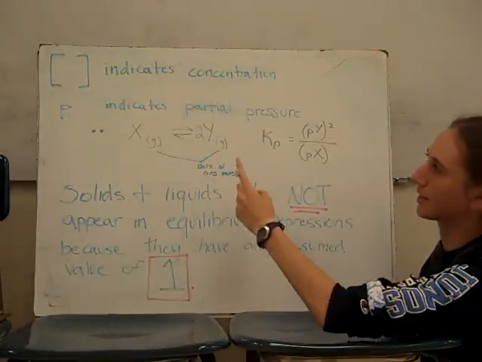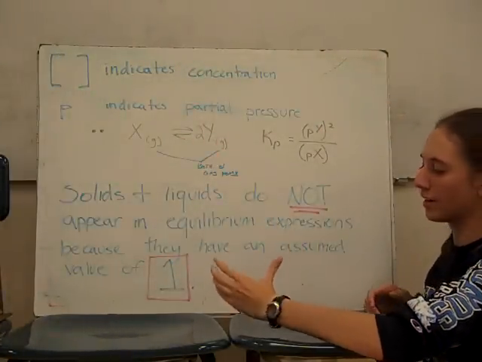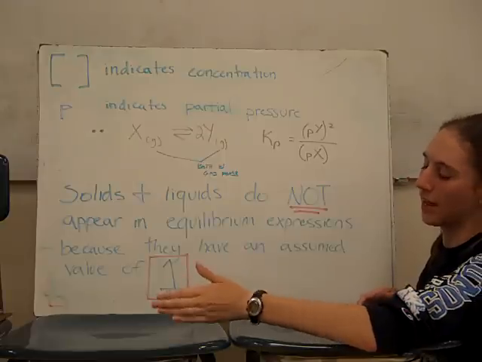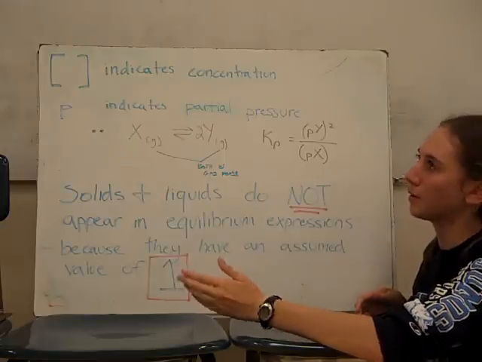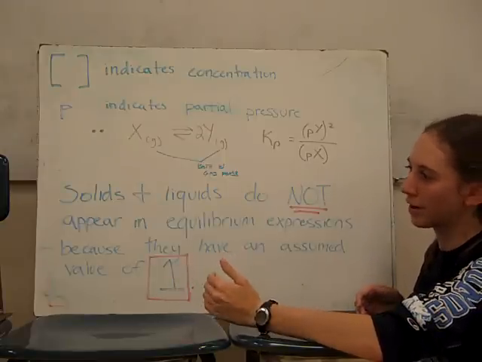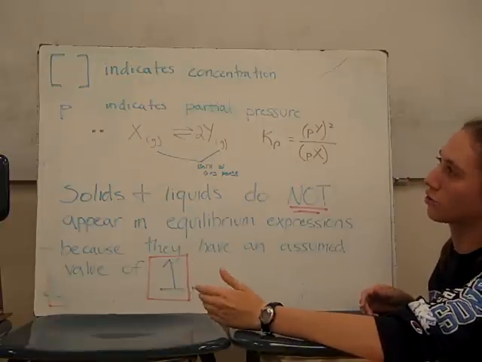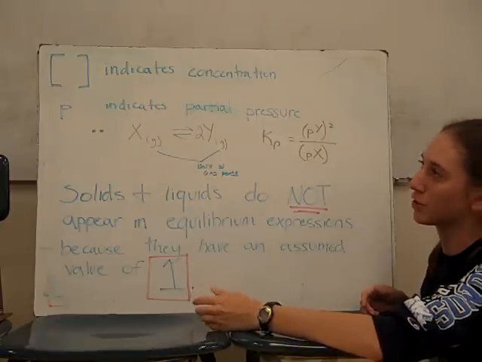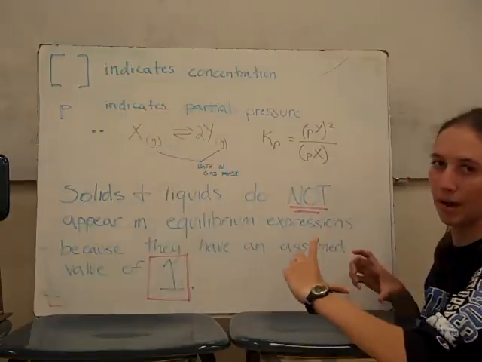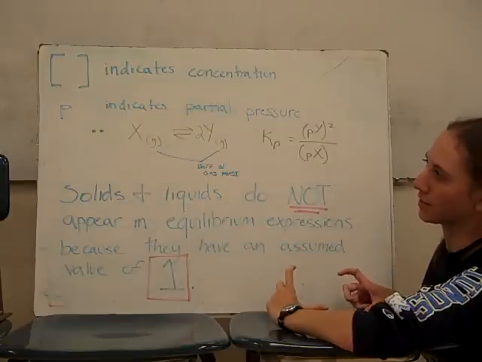The square brackets indicate concentration. So in a given equation, when it asks you to solve for the K value, it will give you values in either molarity or atmospheres. If it's given in molarity, this indicates concentration. So when you set up your equilibrium expression, you need to have square brackets around your products and reactants.